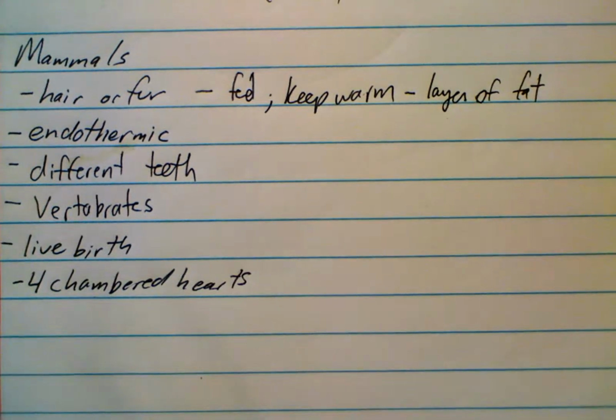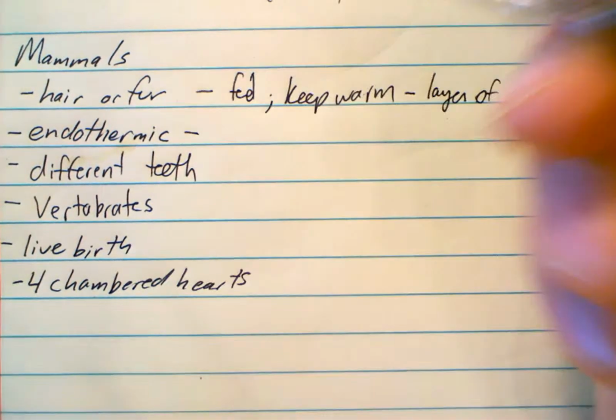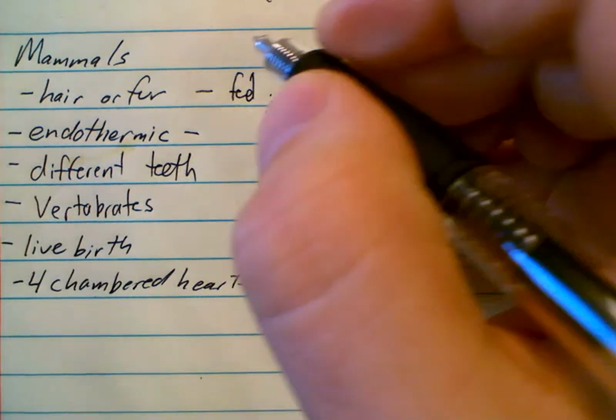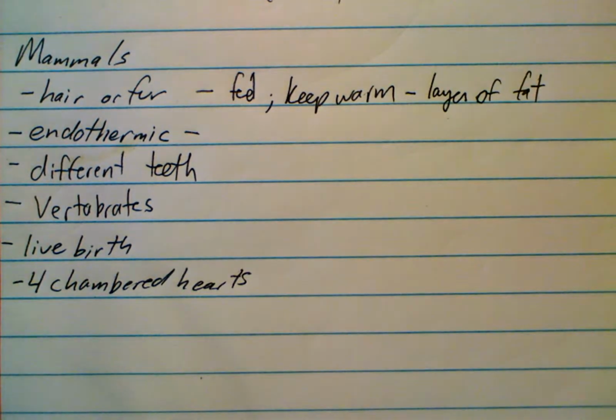So endothermic, they are self-heated, right? So that kind of goes with keeping warm too. They don't have to rely on the environment, which means they can live in different places. Birds kind of have to migrate, right? But mammals can live pretty much anywhere they want. You can find people around the world, anywhere, pretty much.